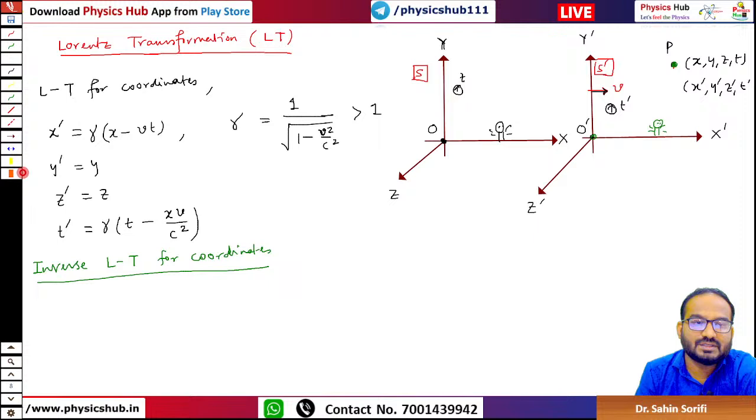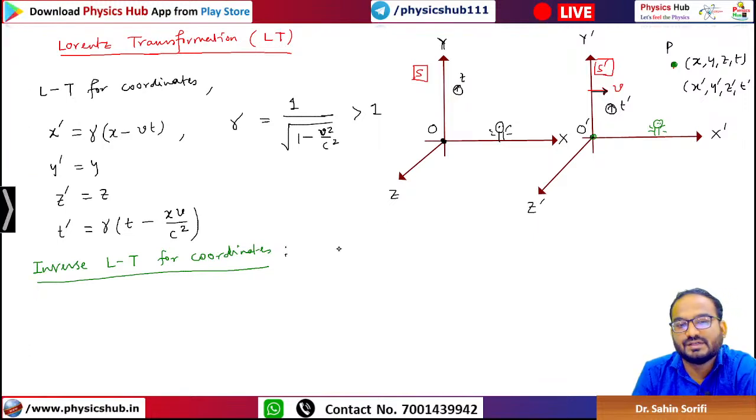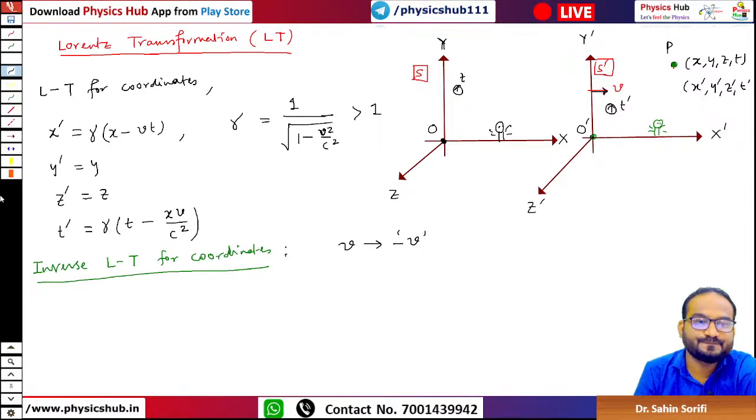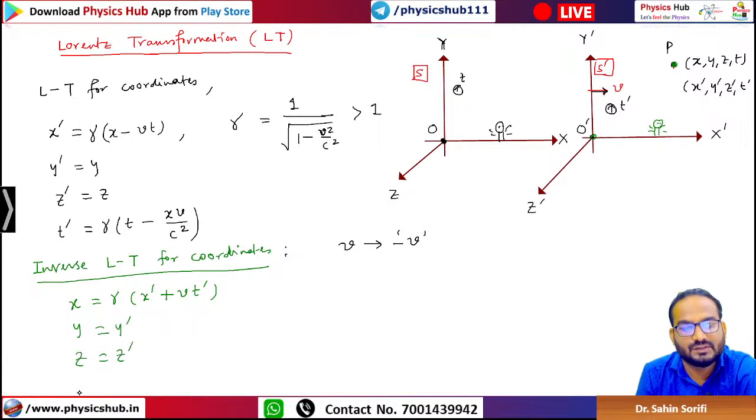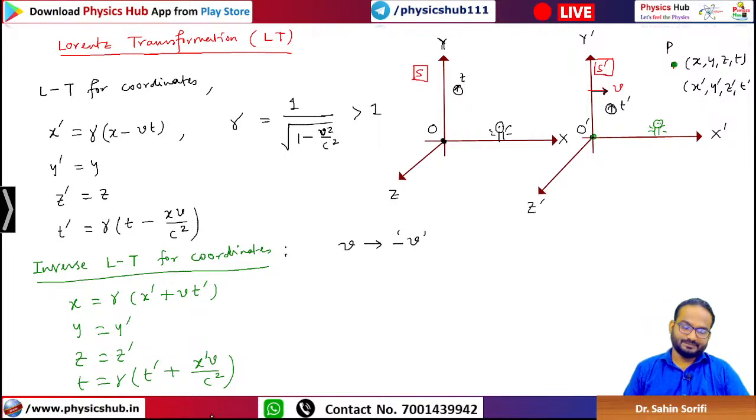So in the inverse Lorentz transformation, we will just replace v by minus v. So this will become x equals gamma, gamma will remain the same, x prime, and wherever you see v, you will write minus v. It becomes plus. Y will be y prime, z will be z prime, t will be gamma times t prime plus x prime v by c squared.